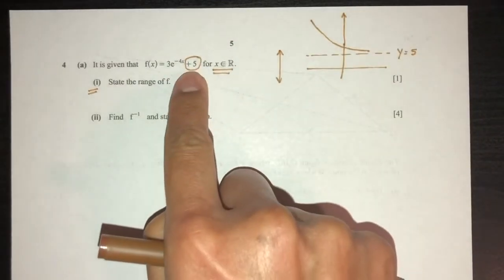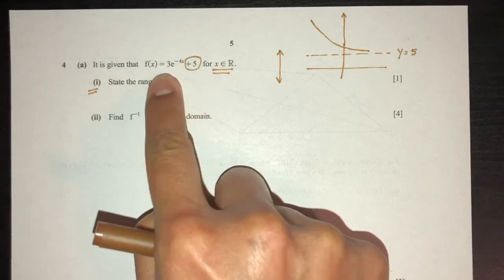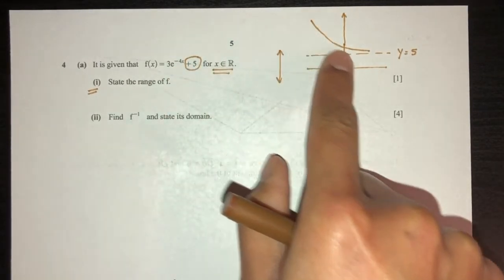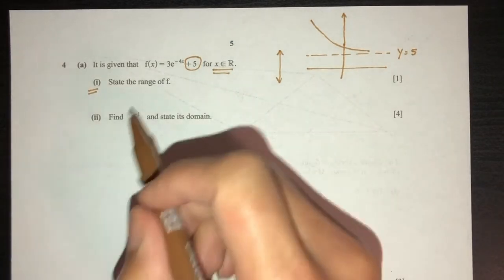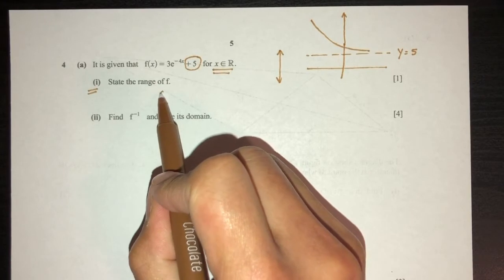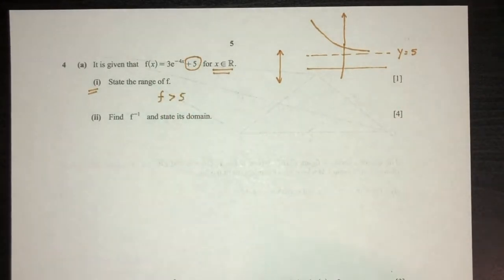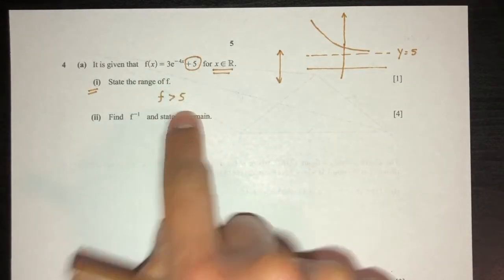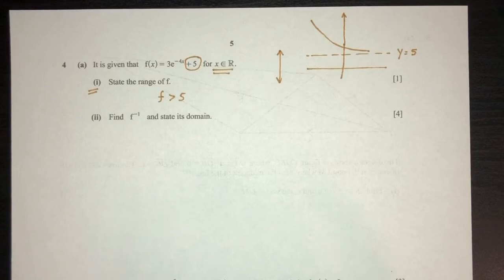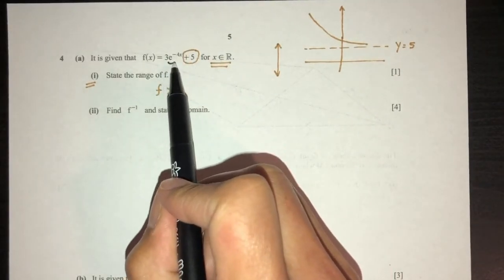So this line here is always called your asymptote. Basically, your curve would always be approaching this value, but would never touch this line. So it means that your range of f has to be always bigger than 5. Okay, that's why it's easy. State using this value 5. So that is almost always the case with exponential curves.